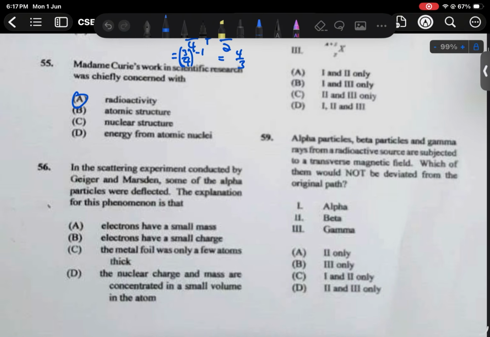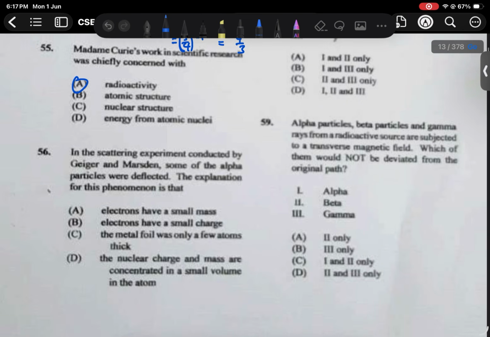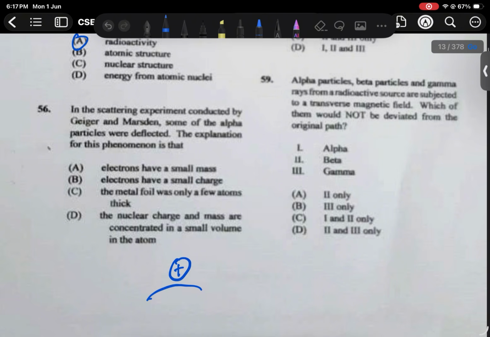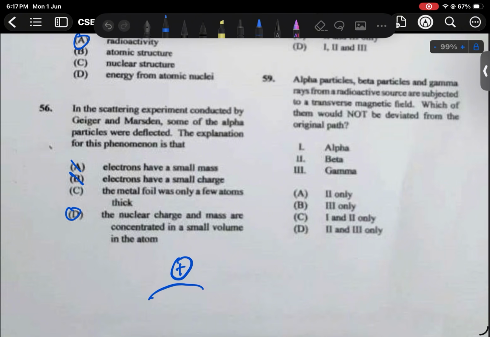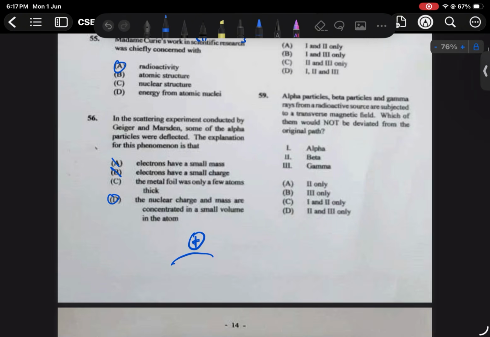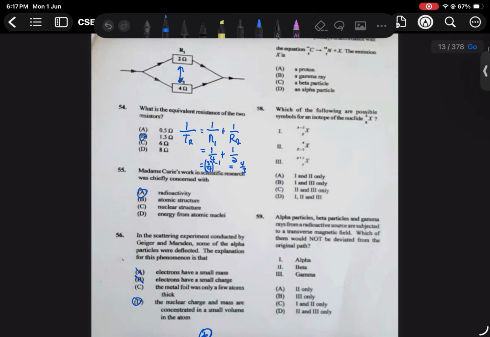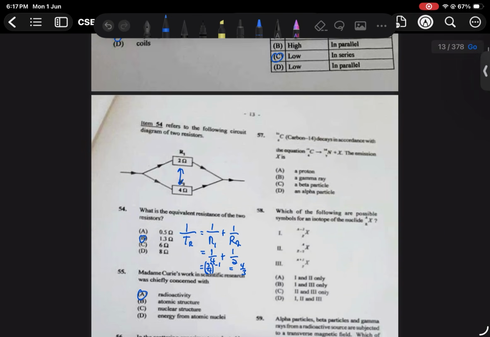In the scattering experiment conducted by Geiger and Marsden, some of the alpha particles were deflected. They were deflected from the nucleus. The explanation for this phenomenon is that electrons have a small space? No. Electrons have a small charge? No. The nuclear charge and mass are concentrated. Yes. The nuclear charge here would cause it to deflect, and since it's concentrated, it would also cause it to deflect. Okay.